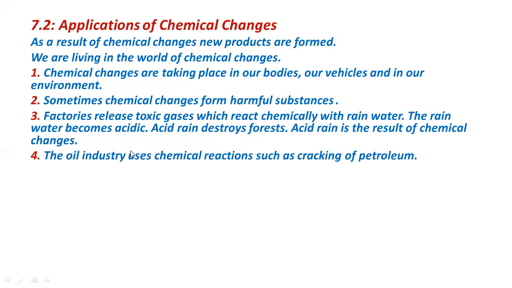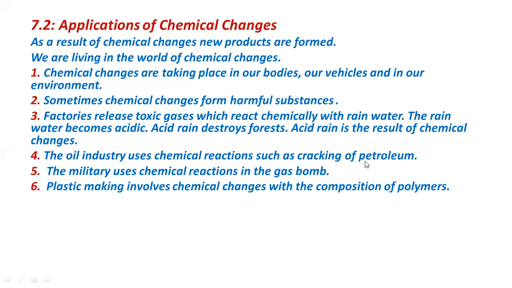The oil industry uses chemical reactions such as purification of petroleum, a process like cracking of petroleum, which is actually the refining of petroleum, and that is again a chemical process. The military uses chemical reactions in gas bombs or in bomb formation. Plastic making also involves chemical changes. We know plastics are made up of monomers, and then monomers combine together to give us polymers. So plastic means a polythene bag or the plastic bags which we are using at home. They are actually polymers and they are plastic.